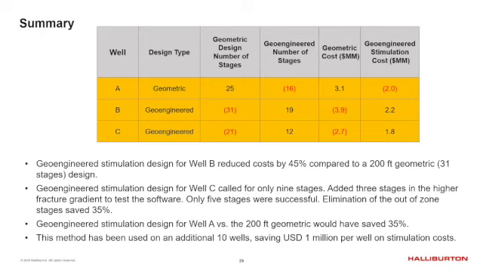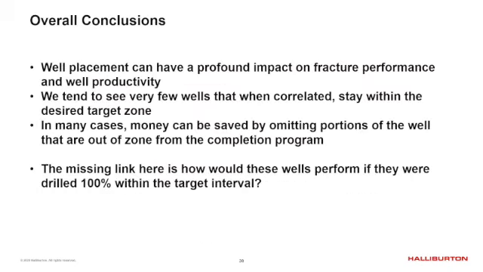So as a result, there's a huge impact on economics. Say the geoengineered stimulation for well B reduces cost by 45%. That's substantial, and it didn't damage the productivity. We could have cut the cost of well A by 35% and not damage the productivity. So overall conclusions here: the well placement can have a profound impact on fracture performance and well productivity.